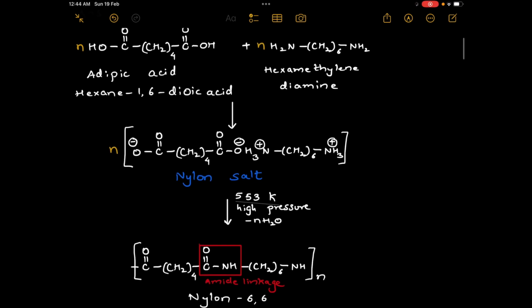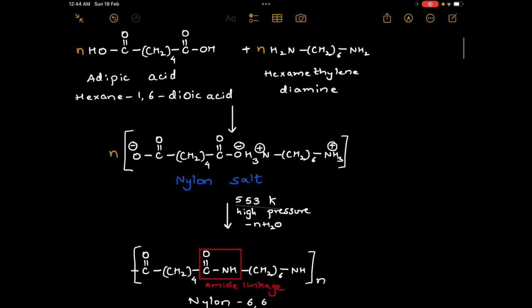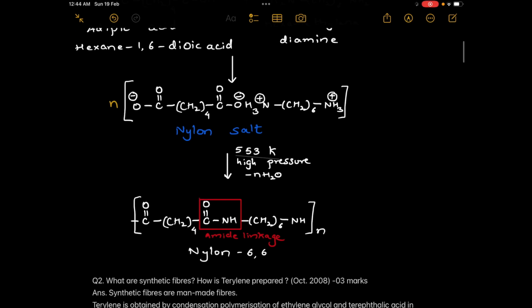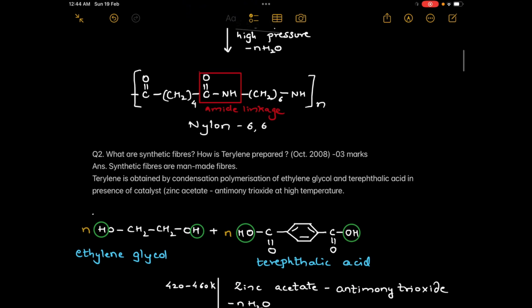Now this is a 2-mark question wherein 1 mark will be given to the reactants here. Half a mark will be allotted to nylon salt and half a mark will be allotted to nylon 6,6. In case you have not written the pressure and the temperature condition, especially the temperature condition, half mark can be deducted in this answer. Let's move on to the next question.